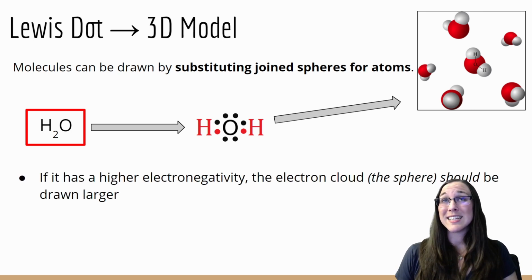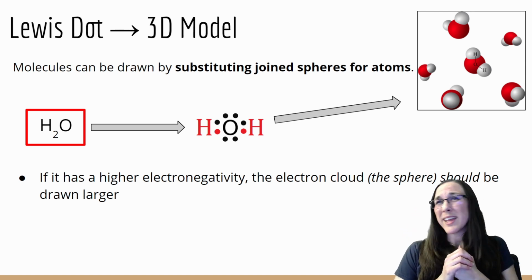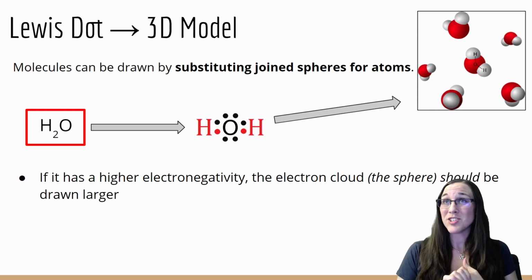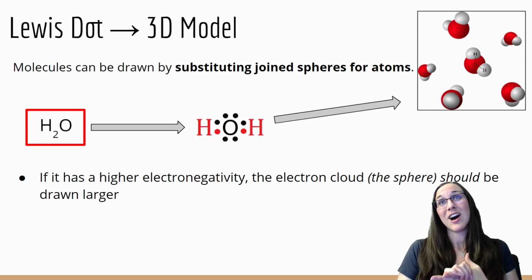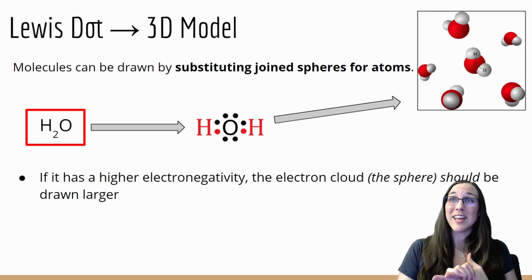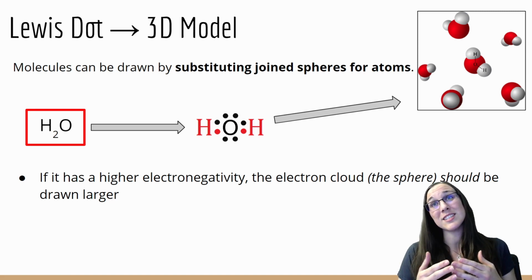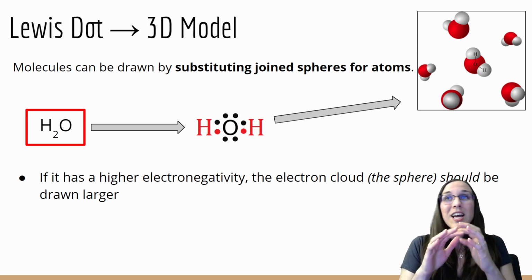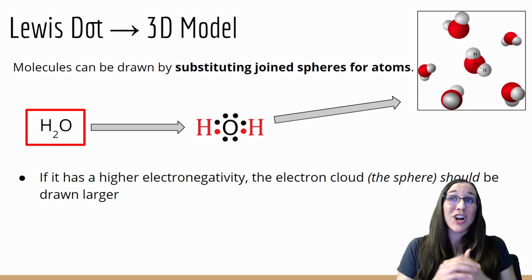So in other words, in the spherical 3D model of water above my head, you'll notice that the red sphere is quite larger than the white spheres. And we know that that red sphere has to represent oxygen because it has all the electrons around oxygen. Oxygen is more electronegative. It has the higher electronegativity. Therefore, it prefers the electrons to be around it, making the electron cloud or sphere around oxygen larger. Therefore, we draw its sphere larger.